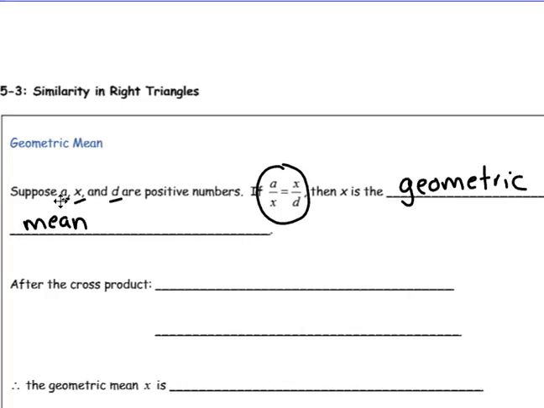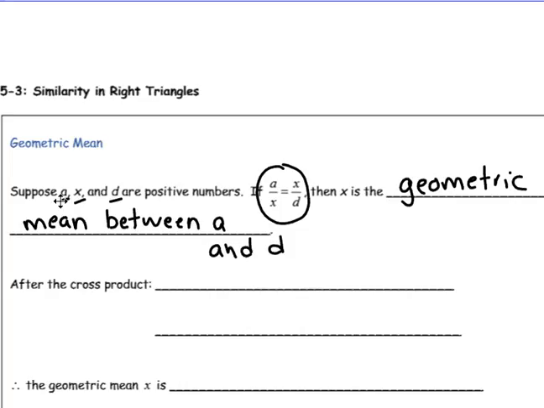And the geometric mean is going to be between A and D. So X is called the geometric mean between those 2 numbers, A and D.